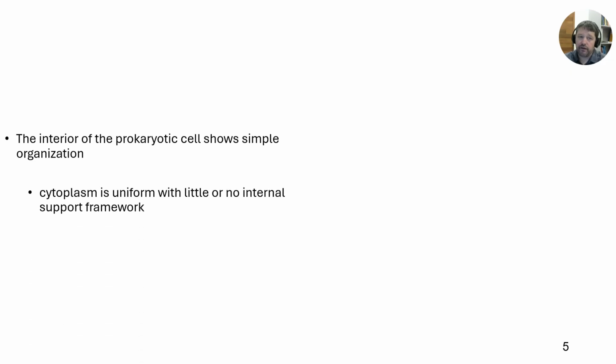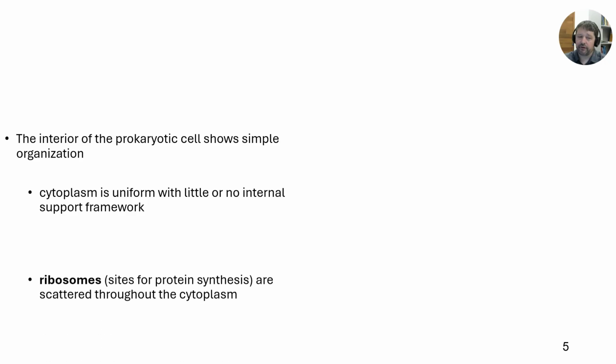Okay, so the interior of prokaryotic cells, really simple. Again, cytoplasm. Most of the time there's a little bit of protein fibers. So you've got a little bit of framework, but not a lot, because you don't have organelles. You don't have these structures that are membrane bound, so there's nothing really for them to attach to. So there's a little bit in there just to make sure that the cell itself is not collapsing, but again, not nearly as much as you see in eukaryotic cells.